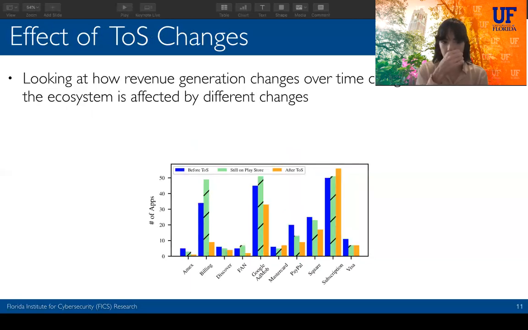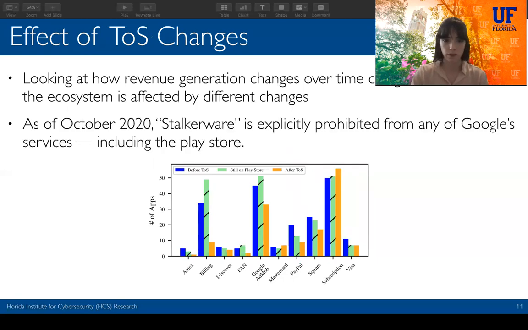Finally, with all this data, we wanted to see how revenue generation changed over time in the ecosystem and how it's affected by changes like Google's TOS change. As of October 2020, Stalkerware became explicitly prohibited from any of Google's services, including the Play Store and Google AdMob, which we saw be very prevalent in the Stalkerware apps. They decided to rely heavily on Google AdMob across these Stalkerware apps.